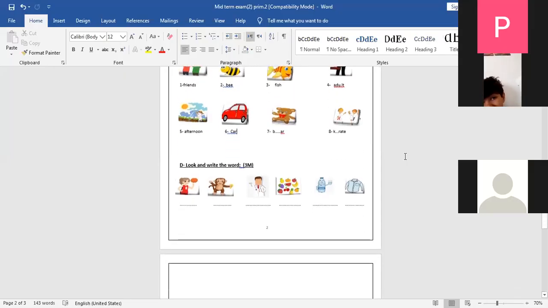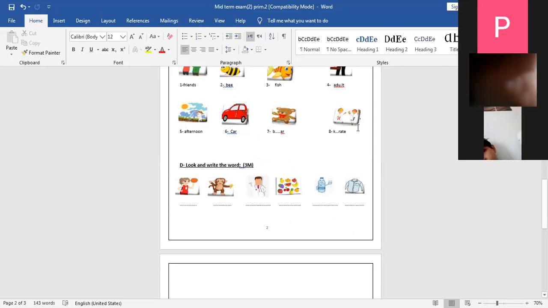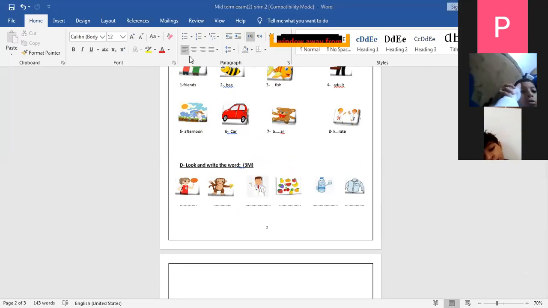Let's continue solving this. Can you see this? Let's mute you all to start, to finish our exam, to finish our revision sheet.